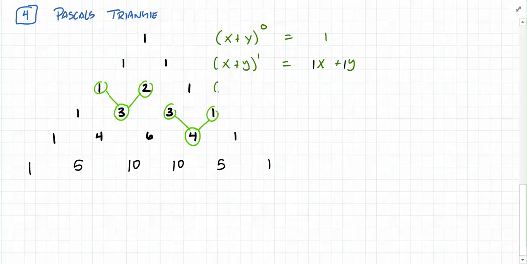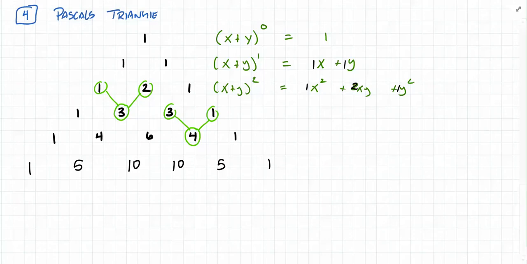What if I asked you to do this? x plus y to the what power? To the second power, right? And then you guys told me that it was what? x squared plus 2xy plus y squared. And then can you tell me, do you see Pascal's triangle? A 1, a 2, and a 1. Do you guys see Pascal's triangle?